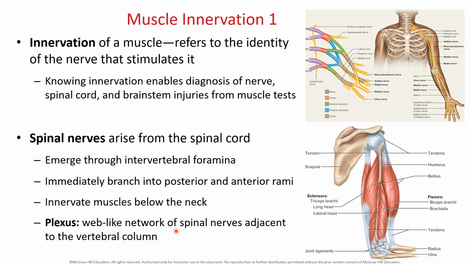A plexus is a web-like network of spinal nerves adjacent to the vertebral column. This is your brachial plexus here. So this is your brachial plexus right up here. We're going to go over a few other plexuses in the nervous system unit. But that's a great example of how the muscular system and the nervous system work together.